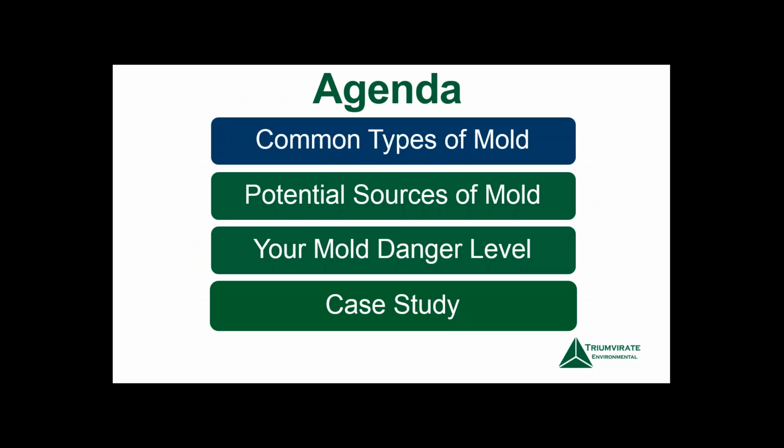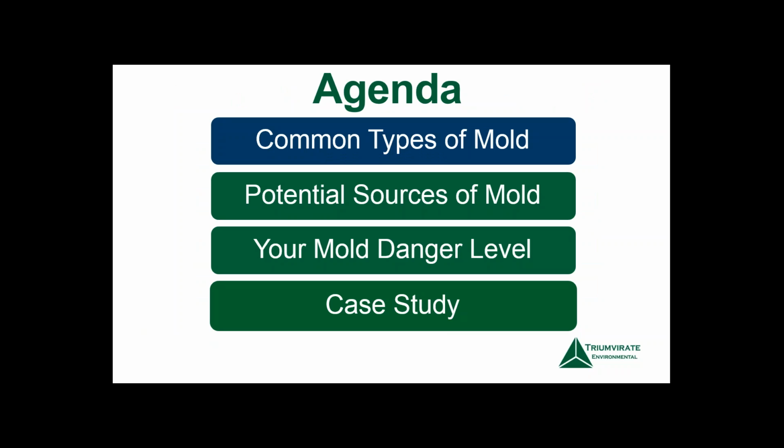So today's agenda, we're going to run down the common types of mold first, so we get a good understanding of the typical types of mold that we see in buildings in professional settings. Then we want to show you how to find if there is mold in your building, where to look, how to look, that kind of information. And then we're going to go over how to formulate a potential mold danger level.